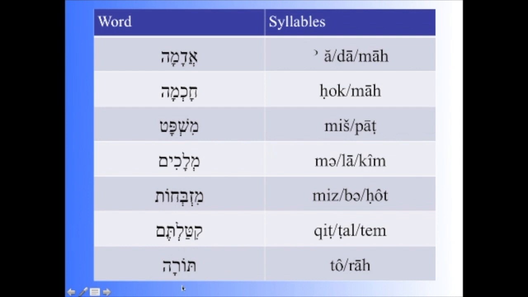And finally, we have the Torah at the end. We have a consonant with a dagesh. Remember, it's the begad kefat letter beginning a word or syllable, and then the long vowel, so to, and then ra for the second syllable.